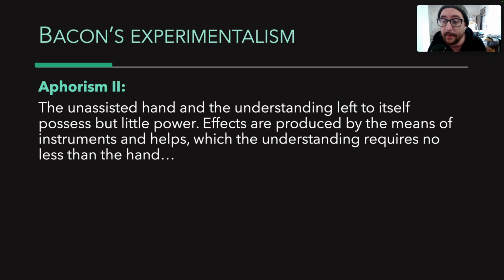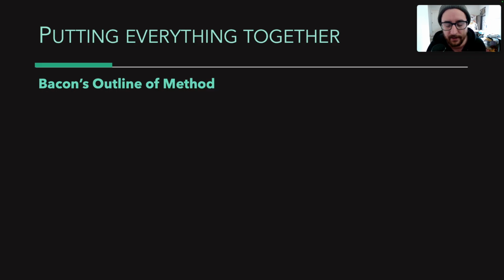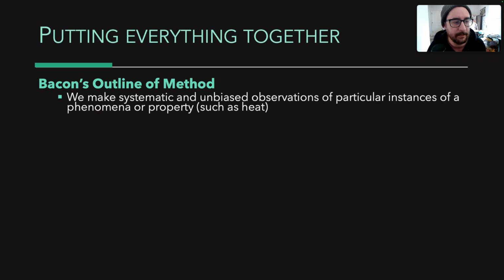We can use experiments to create new observations that we wouldn't have encountered in the normal course of our everyday lives. And then we can use those principles to create new kinds of instruments, like microscopes and telescopes, that will then allow us to make even more observations, which can then help our mind try to discover the correct principles and causes of nature. Putting all this together, here's a kind of outline of Bacon's method.